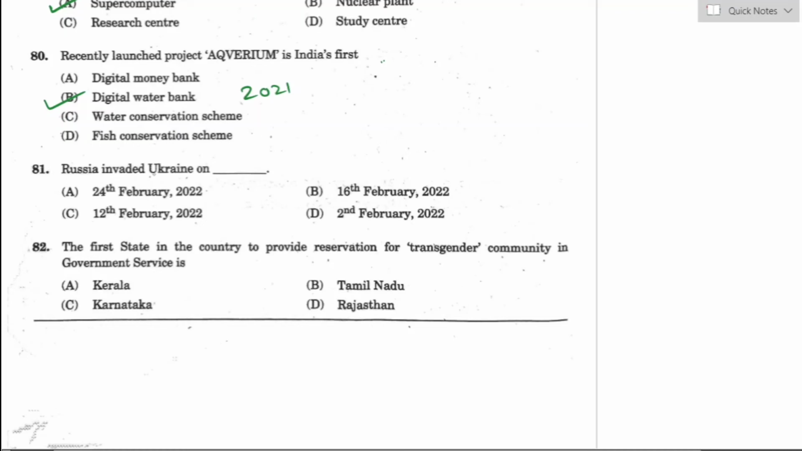Question number 81. Russia invaded Ukraine on 24 February 2022. Option A is the right answer. Question number 82. The first state in the country to provide reservation for the transgender community in government service is Karnataka. Option C is the right answer. About 1% reservation is given in Karnataka state for the transgender community.